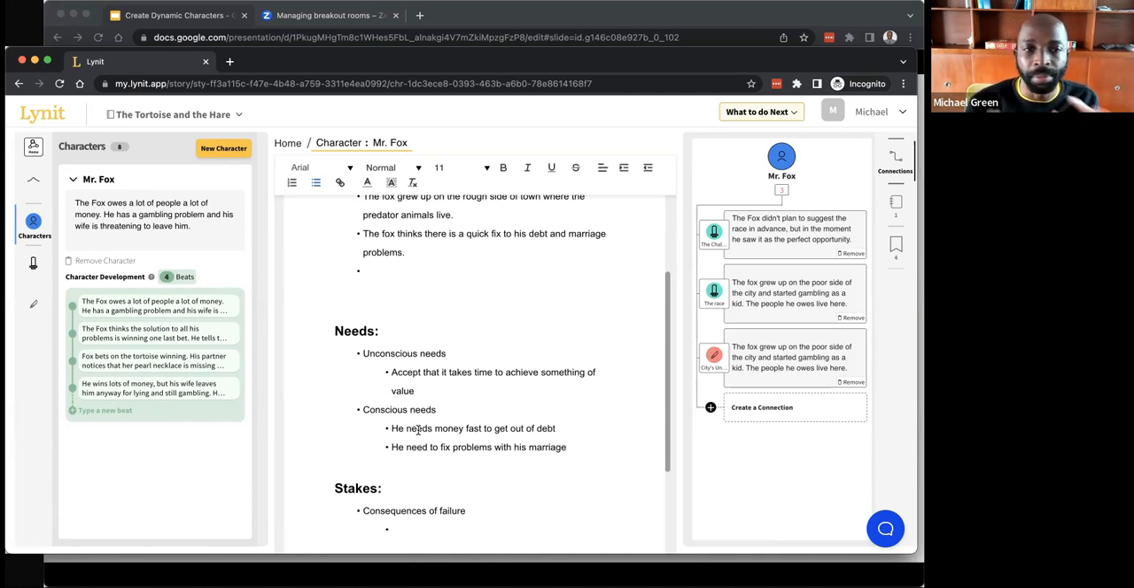So I want to give you a moment to take the character we mentioned, to focus on and practice the structure, and break out their unconscious needs from their conscious needs.